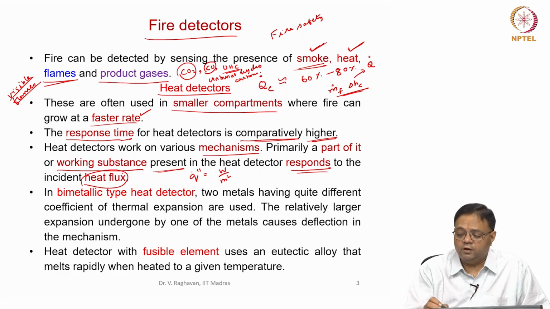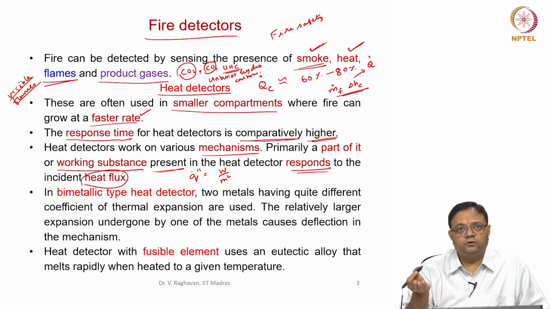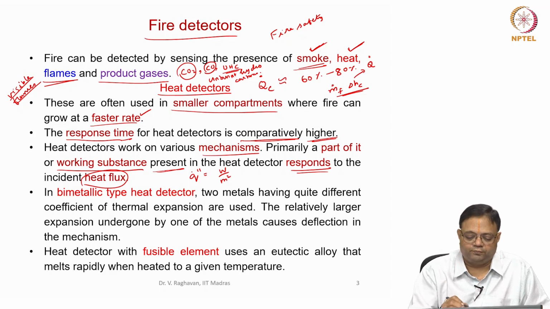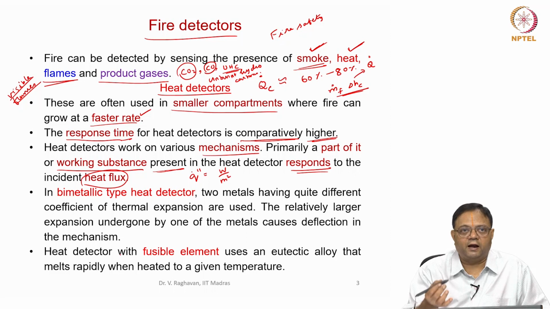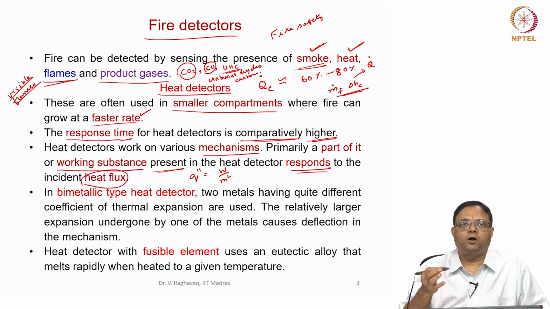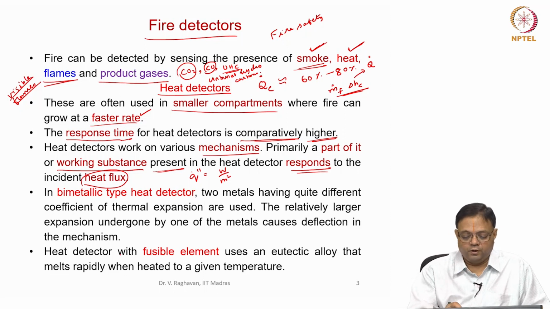So, a part of it, that is some surface, can receive this heat flux, or there will be some working substance that can receive this heat and act upon. The rate at which the heat is coming to the surface can be an indication of the location of a fire or maybe the occurrence of a fire.